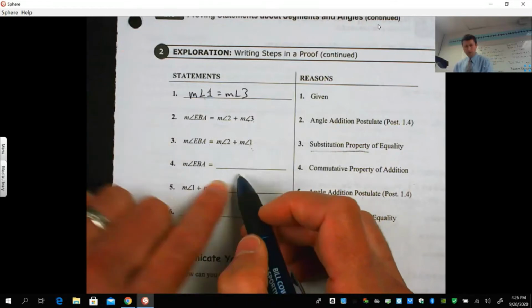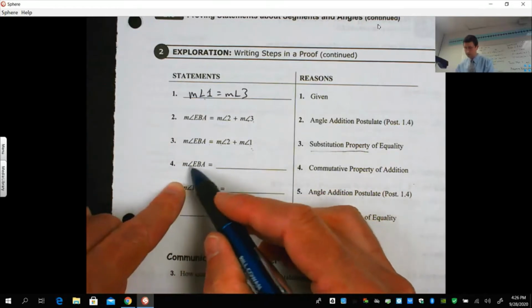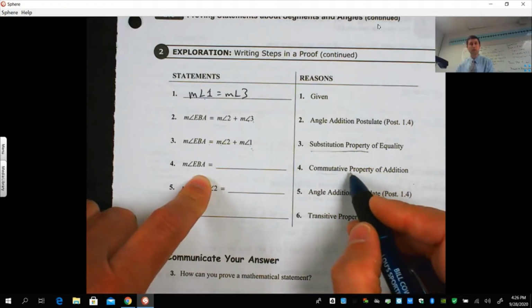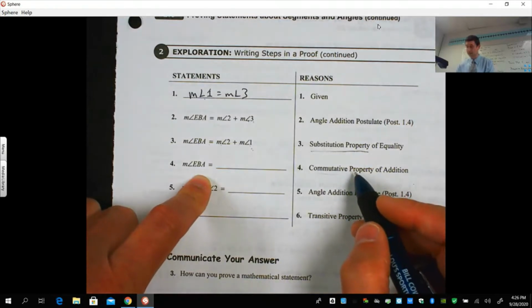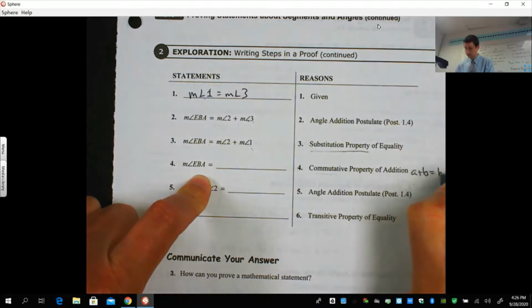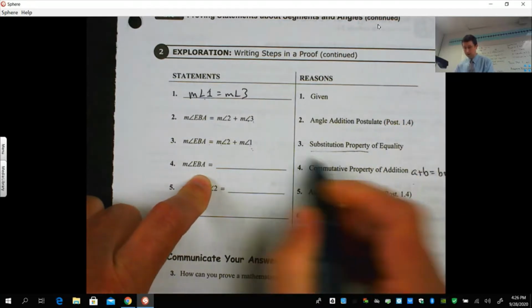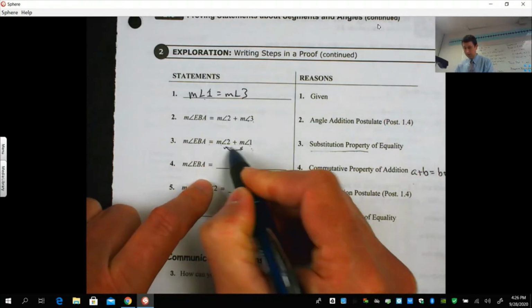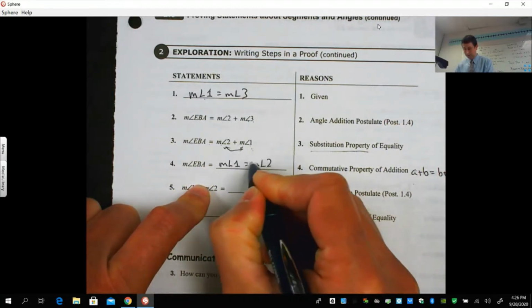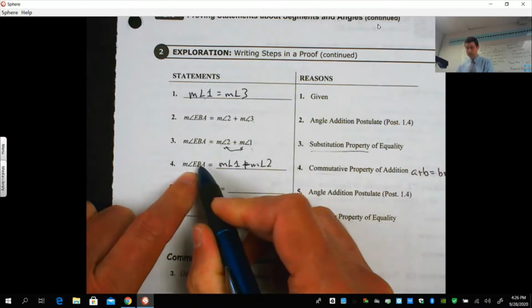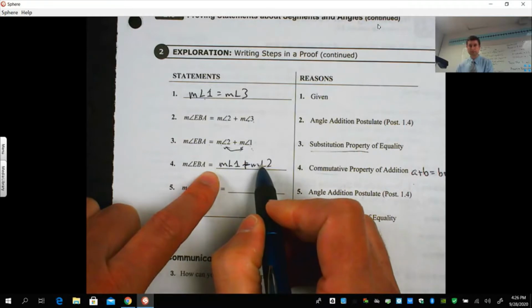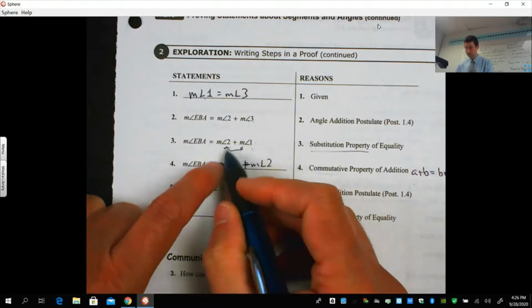So here's another blank we need to fill in. Measure of angle EBA, and they're saying it's the commutative property of addition. So commutative property, you may have to look up some of these sometime to remember what they are. That says A plus B equals B plus A. So if they're using that property, we're just going to switch these around right here. Measure of angle EBA equals the measure of angle 1 plus the measure of angle 2. And that's the commutative property. Just switch the order in which you add.